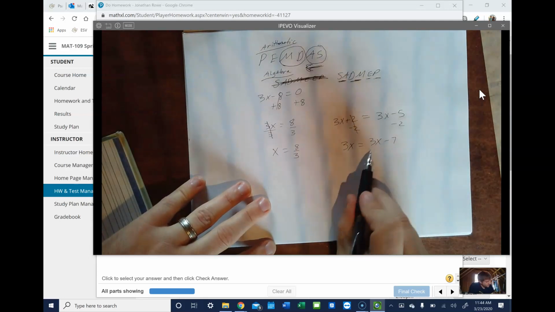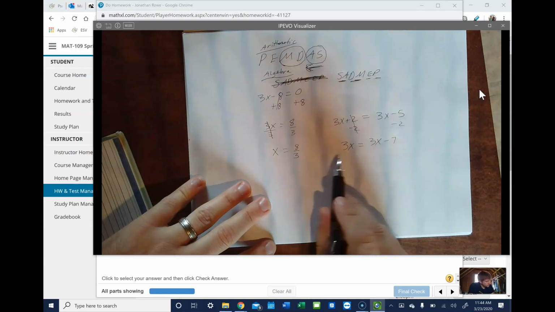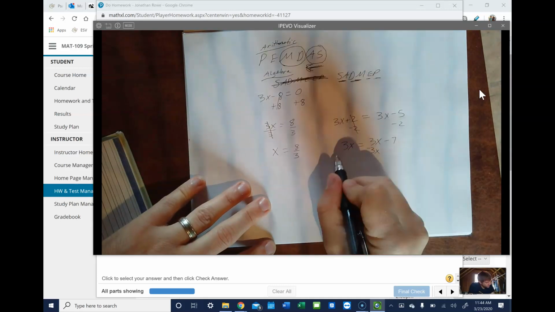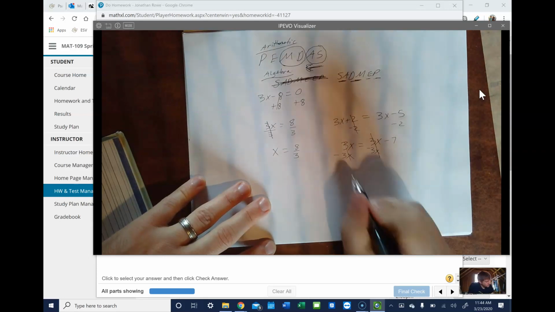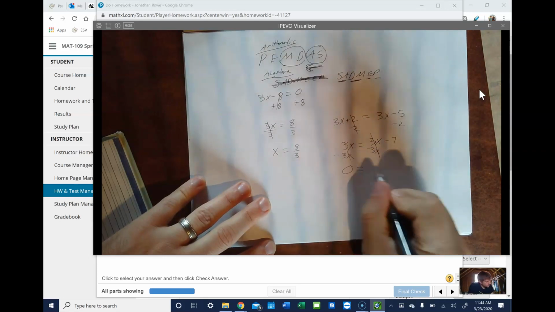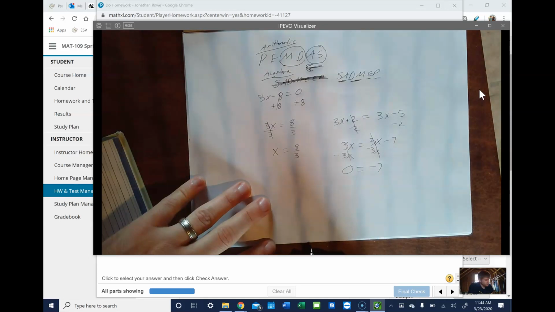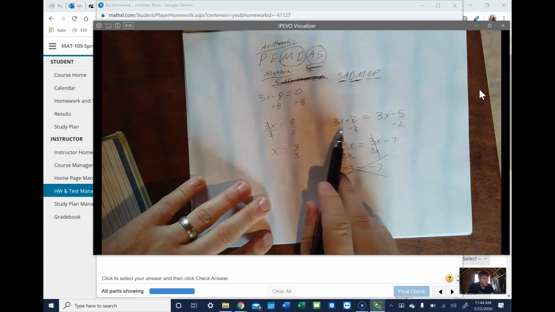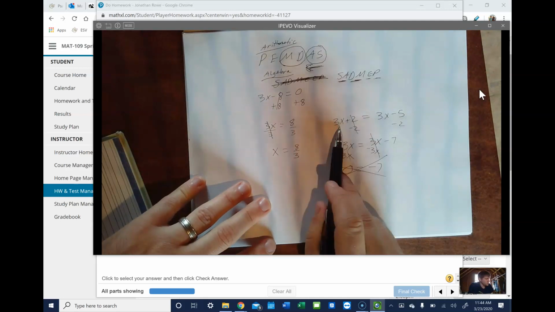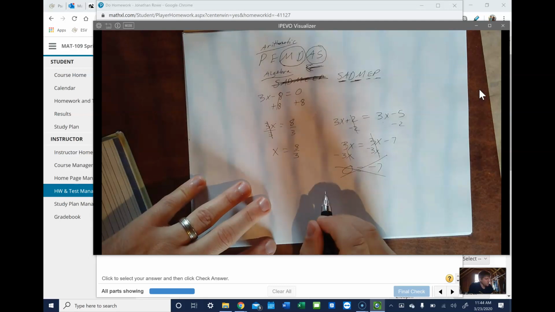Now let's move this 3x over here to get my like terms together. Let me move this 3x over here with this 3x. But what happens? It cancels out on both sides. 3x minus 3x is 0. I get 0 equals -7. Is that true? That is not true. That means there is no solution. There is no value we could plug in for x here to get an equivalent equation. No value of x will do that. It's impossible. Which means there is no solution to this equation.